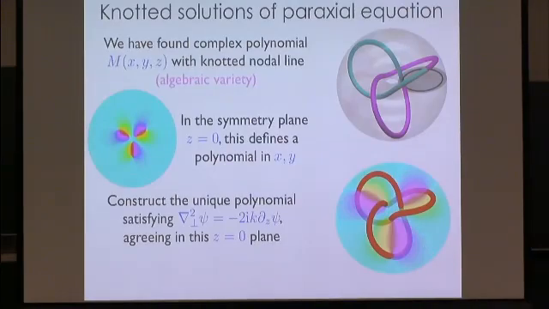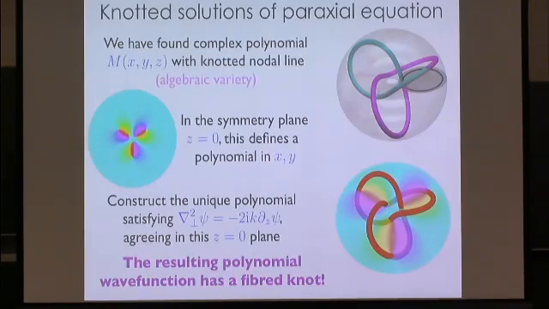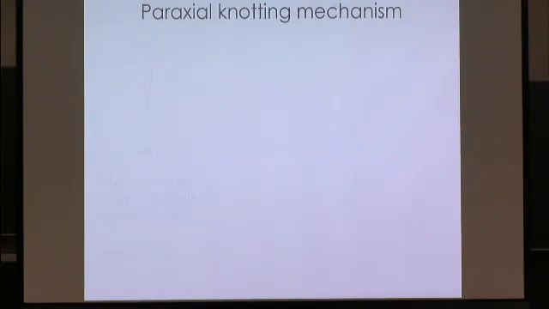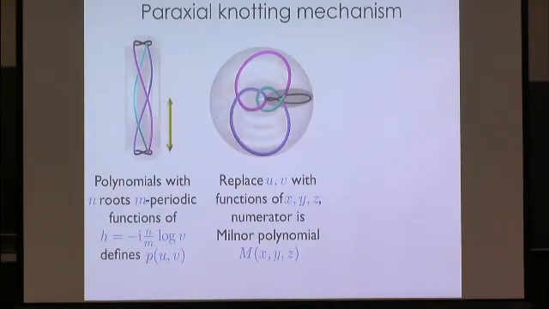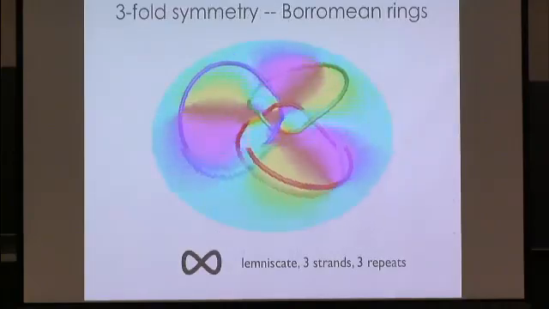I've got some ideas on how to try and prove it, but I have been unable to prove that as a theorem. All I can say is that it always seems to work, and if it doesn't work, I know all these sorts of tweaks to make it work. Right. So the resulting polynomial wave function has a fibered knot. So I made a braid, it turned into a knot, and then I propagated it.